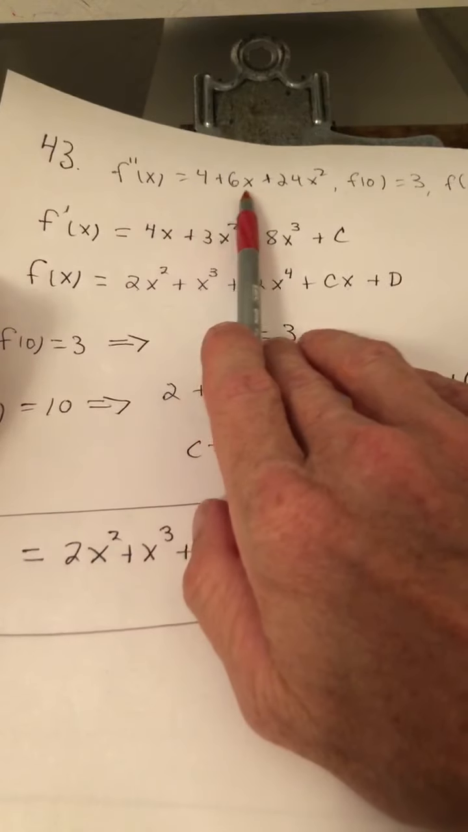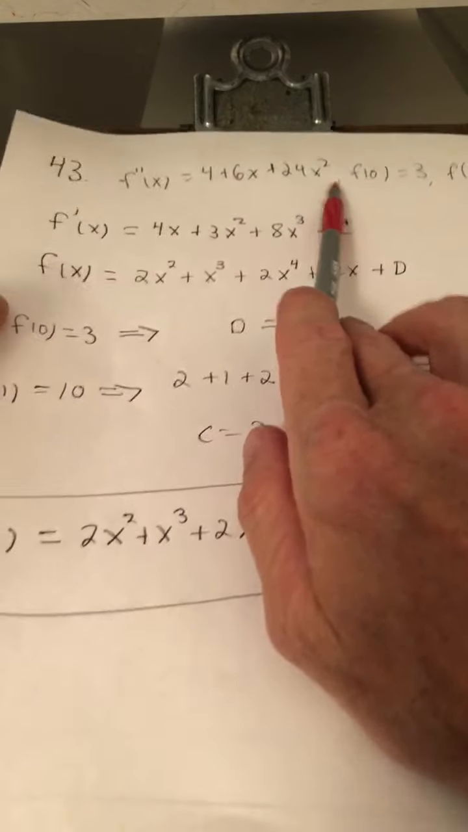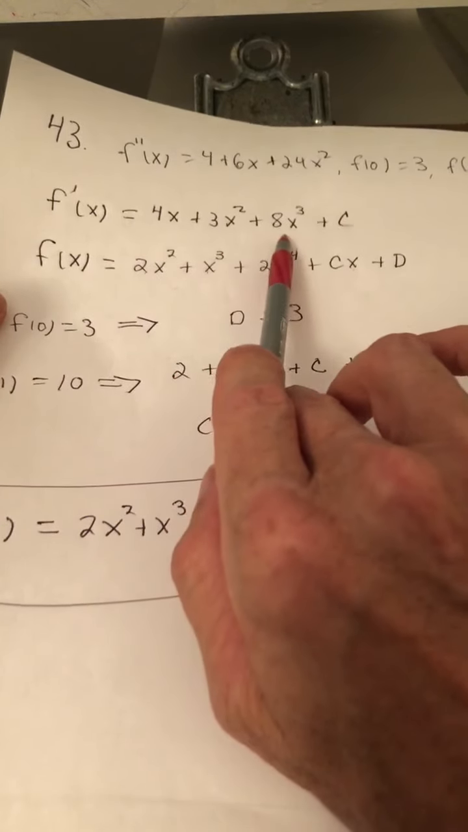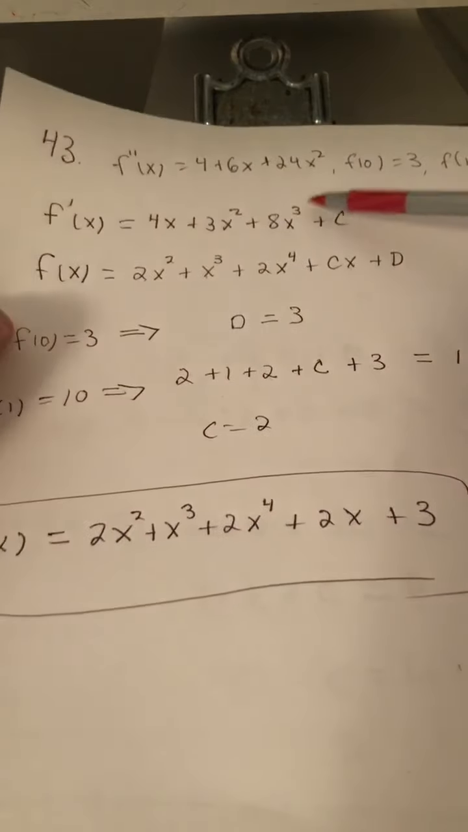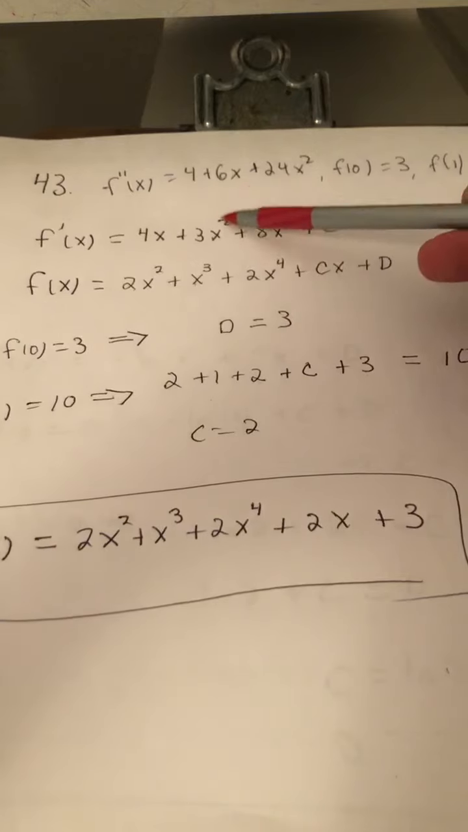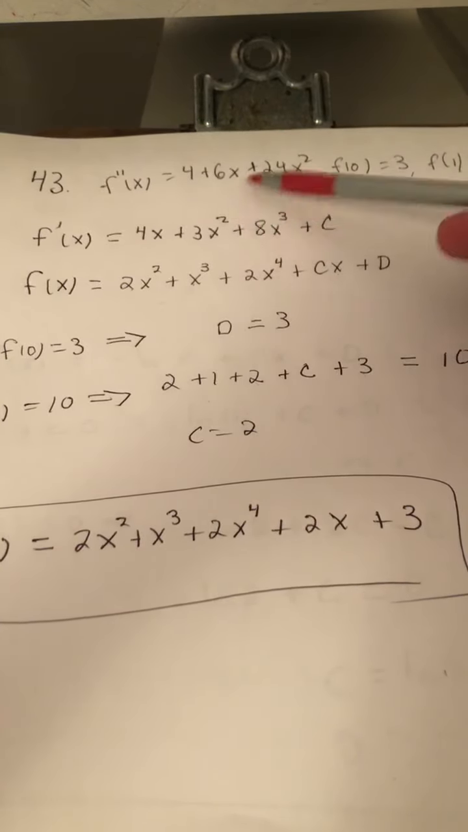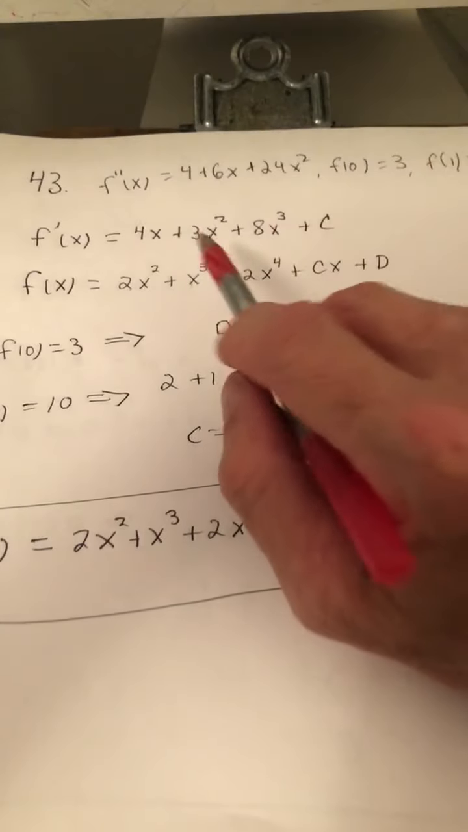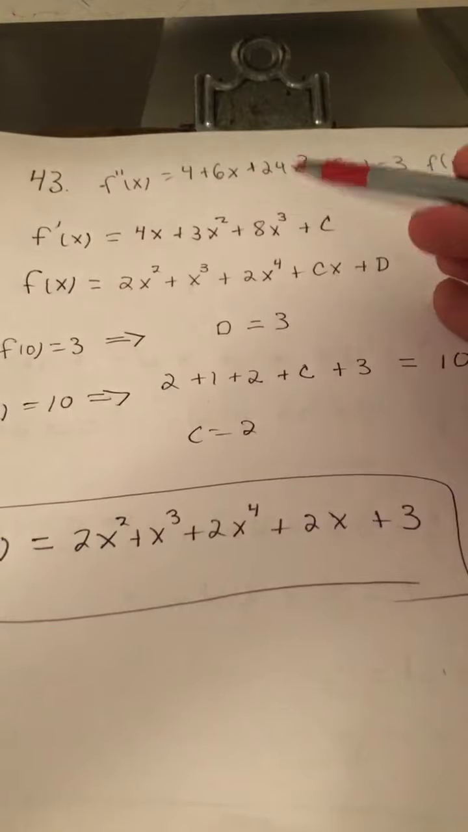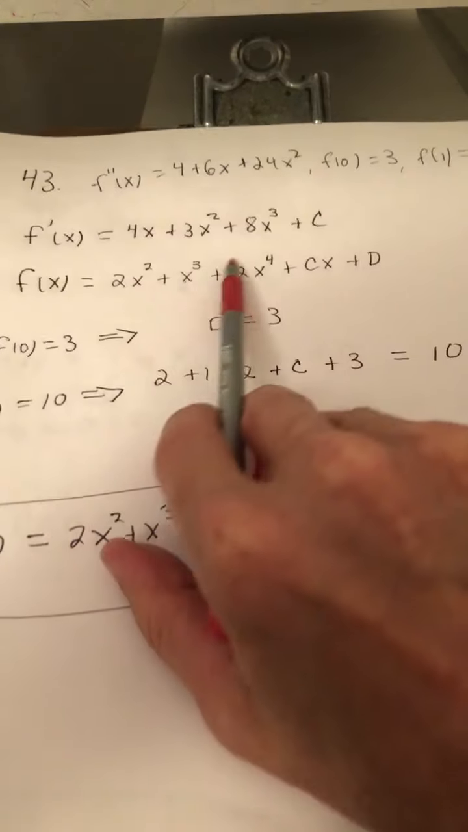So an antiderivative of 4 plus 6x plus 24x squared is 4x plus 3x squared plus 8x cubed plus an arbitrary constant c. So notice what's happening here. We're using the power rule for antiderivatives. It's the opposite things in the opposite order from derivatives. What we do is we add 1 to the exponent and then divide. Okay. Well, we're not done yet.